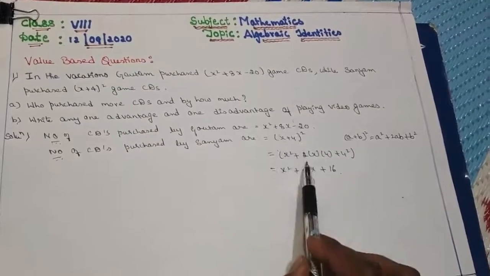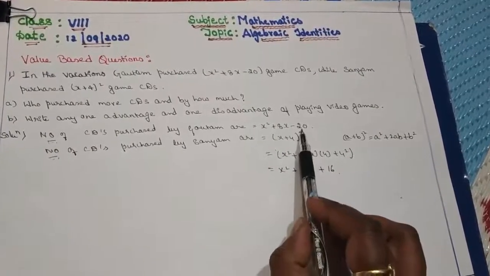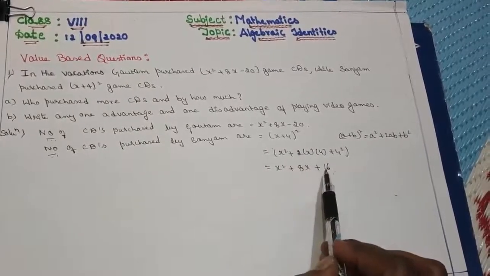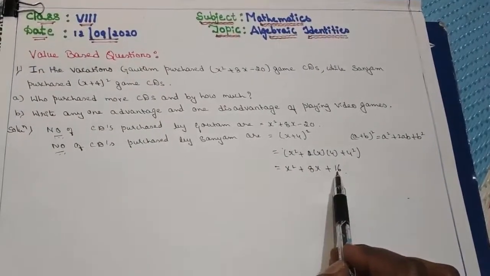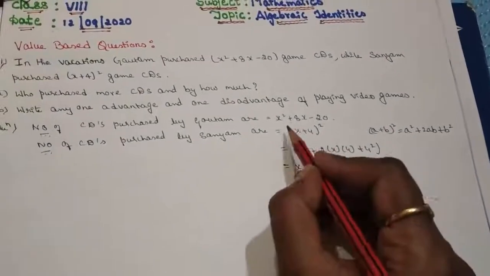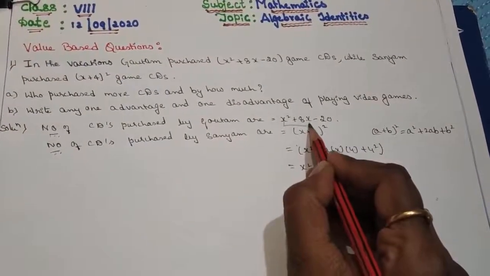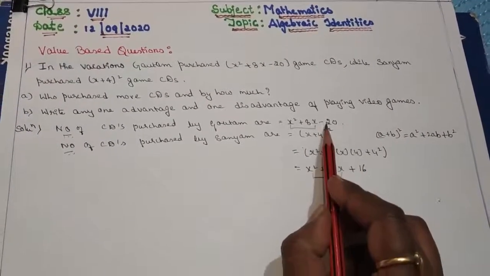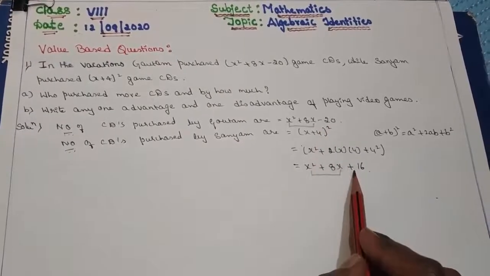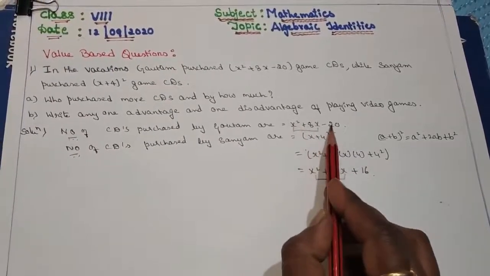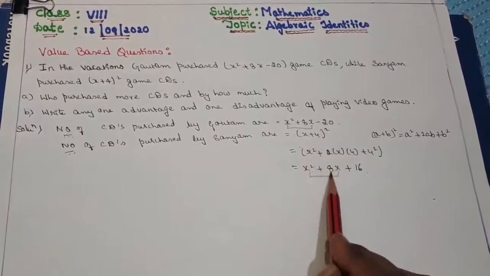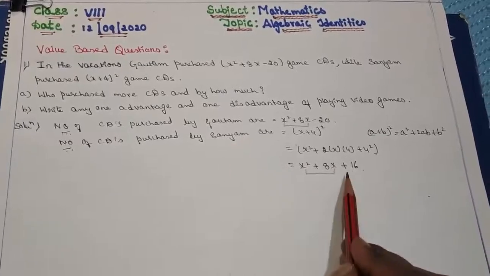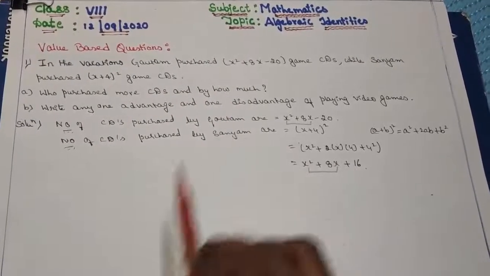So these two terms are matching. The difference is only with the third term, that is in Gautam we have minus 20 and in Sanyam we have plus 16. So if I take the two common terms, x square plus 8x and x square plus 8x, then in the third term you can compare minus 20 and plus 16. With these two terms it is minus 20. With these two terms it is plus 16. So it is clearly understood that Sanyam is purchasing more number of CDs compared to Gautam.